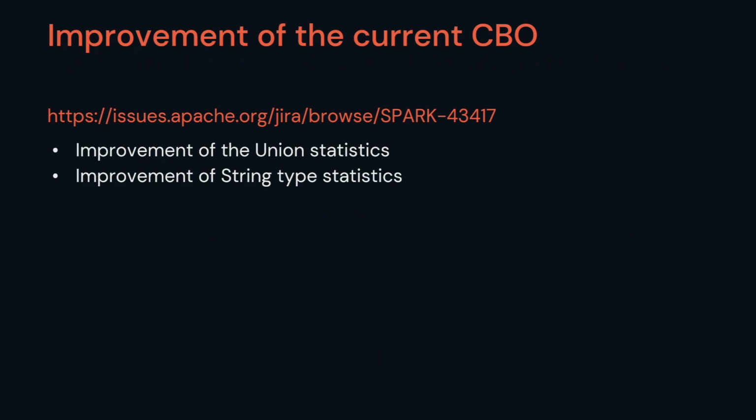We did have to make a couple of fixes, changes, and improvements in the Spark side of the query planner and the estimator. We had to make changes to the union statistics. We had to make some changes to the string type statistics, and these are being tracked in the open source implementations. So anyway, that's what we have for you today.